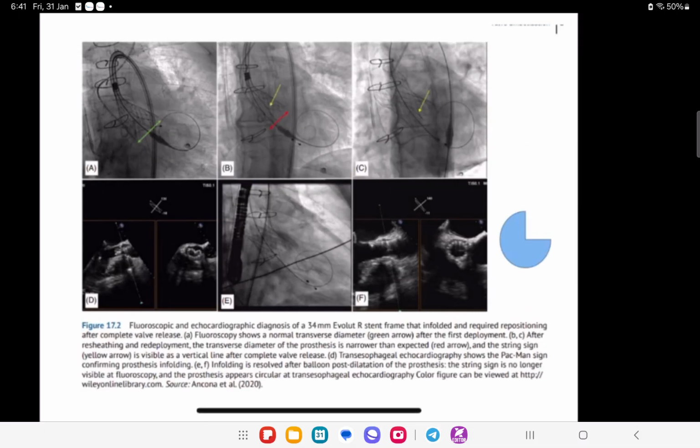The first picture shows the narrowing of the valve, and picture D shows the echocardiographic Pacman sign of the narrowed valve.